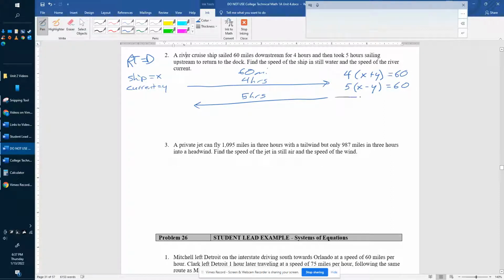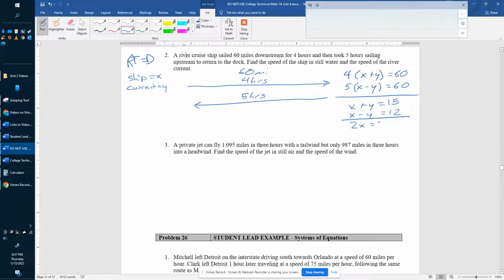So we'll have x plus y equals, 4 goes into that 15 times. And then we will have x minus y equals 12. 5 goes into 60 12 times. And now we have a positive y, we have a negative y. We can use elimination to solve this one. So we'll just add these together.